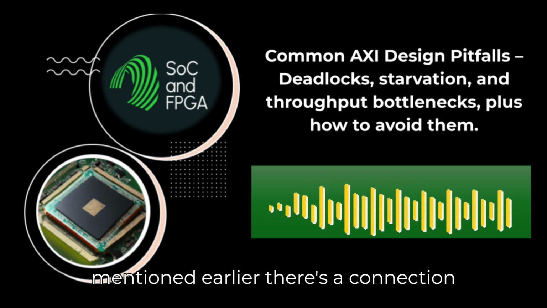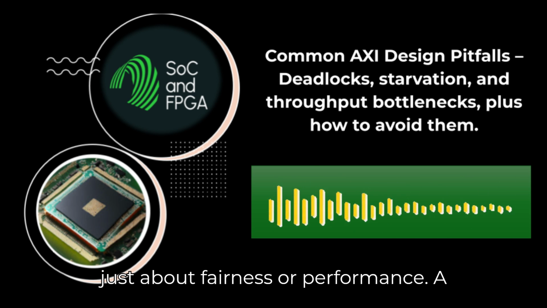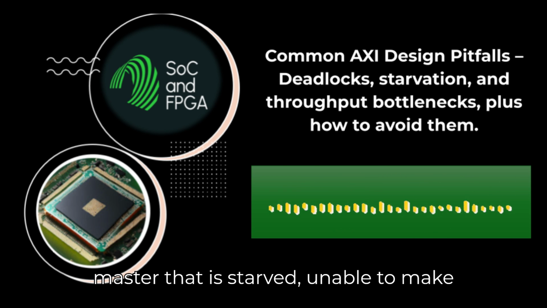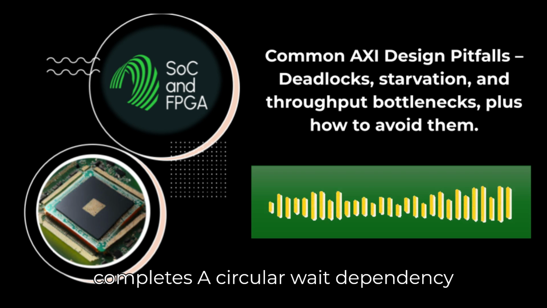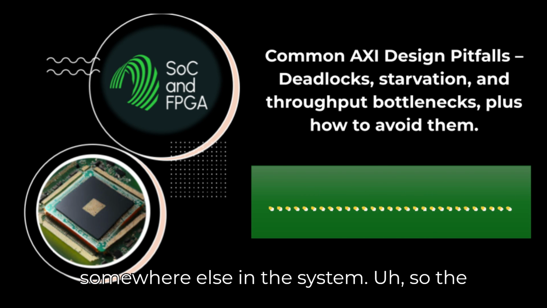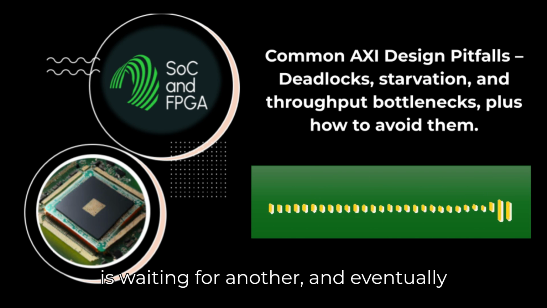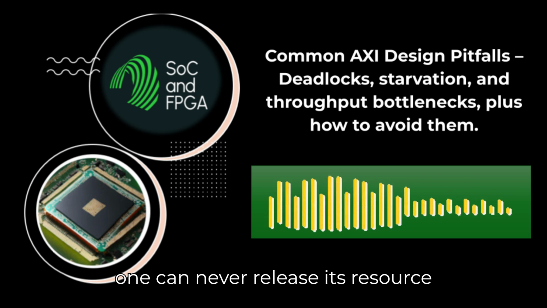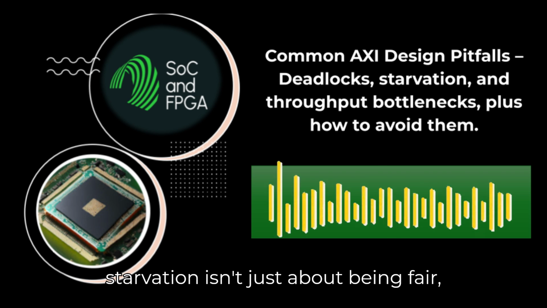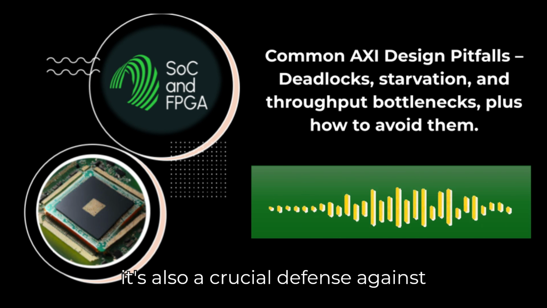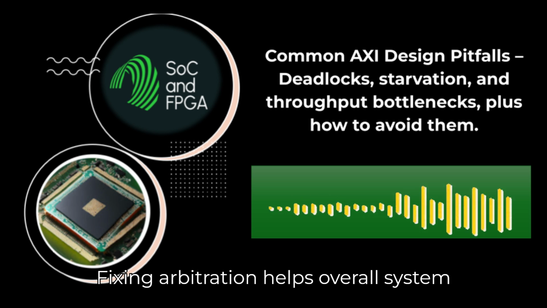And you mentioned earlier, there's a connection back to deadlock here. Yes, absolutely critical connection. Starvation isn't just about fairness or performance. A master that is starved, unable to make progress because it can never get bus access, can become the missing link that completes a circular wait dependency somewhere else in the system. So the starved master might be holding a resource needed by another master, which is waiting for another, and eventually back to the starved one. But the starved one can never release its resource because it can't complete its transaction. Exactly. So solving starvation isn't just about being fair. It's also a crucial defense against certain types of deadlock conditions. Fixing arbitration helps overall system stability.